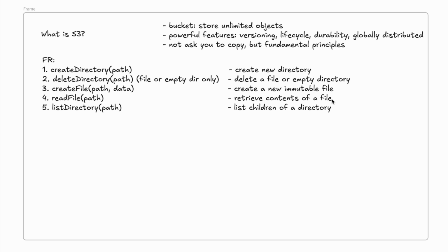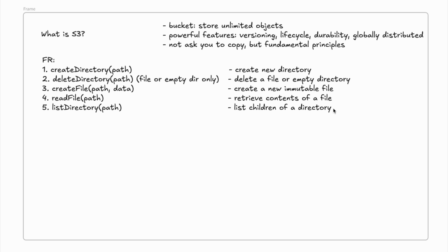Read file. This supports partial reads, which are essential when dealing with large files. For example, if you're streaming video or paging through logs, you don't want to load the entire file at once. List directory. This lists the children, files, and subdirectories under a given path. It must be fast, even if the directory holds millions of items.